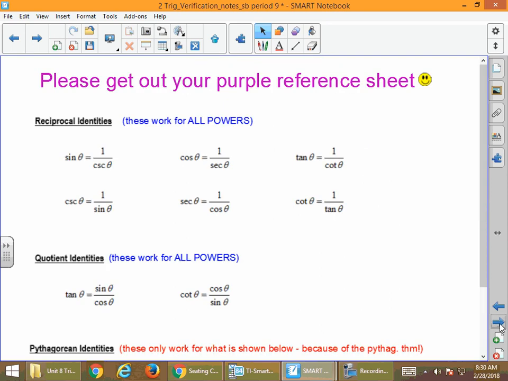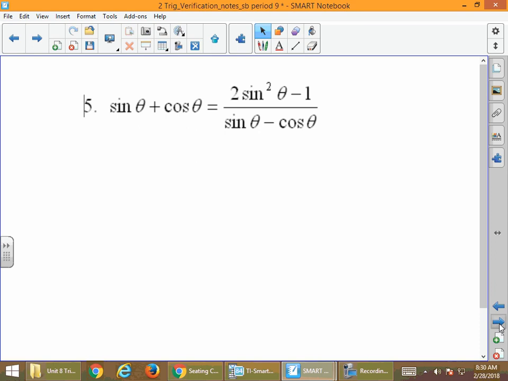Let's turn the paper over. Number 5. Sine of theta plus cosine of theta equals 2 sine squared theta minus 1 divided by sine of theta minus cosine of theta. Even if you don't answer me, think to yourself, what's the first step? And maybe even before that, which side are we going to work on? We're going to work on the right side.